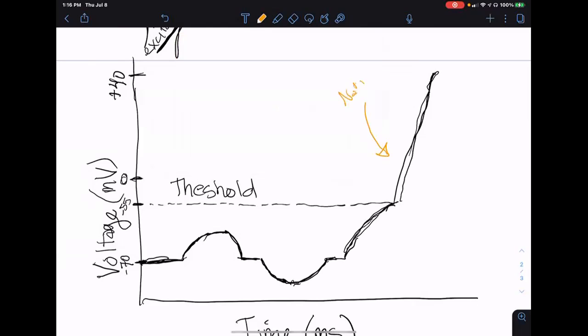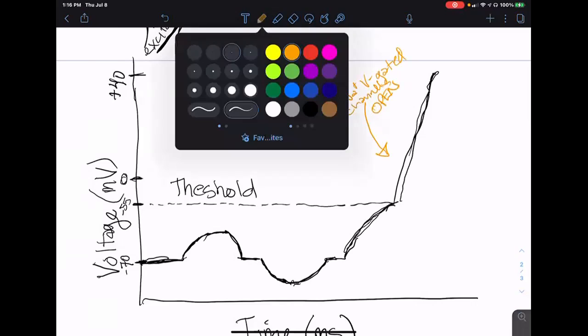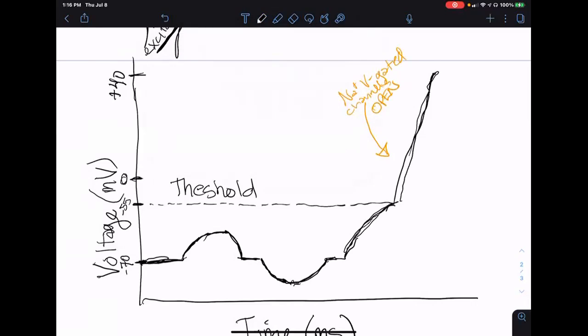sodium V gated. I'm writing V gated for voltage gated. Sodium V gated channels open here. And then we have this rapid fall that takes place right afterward over here.